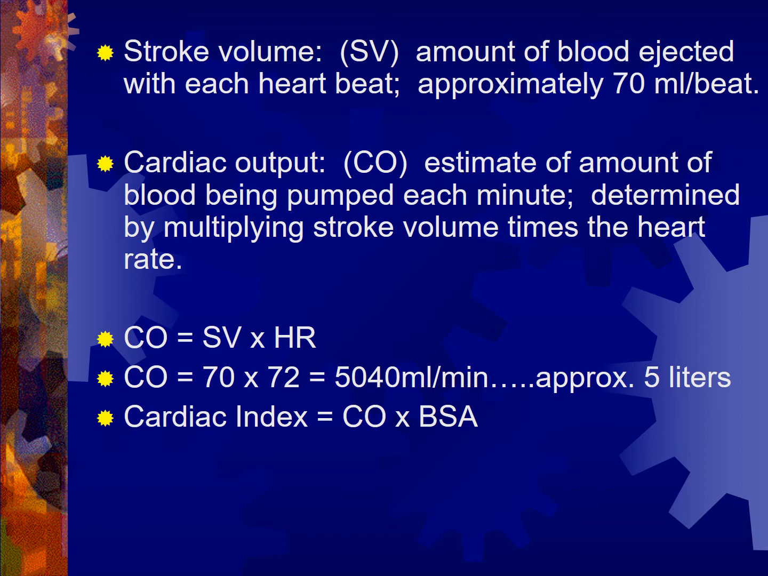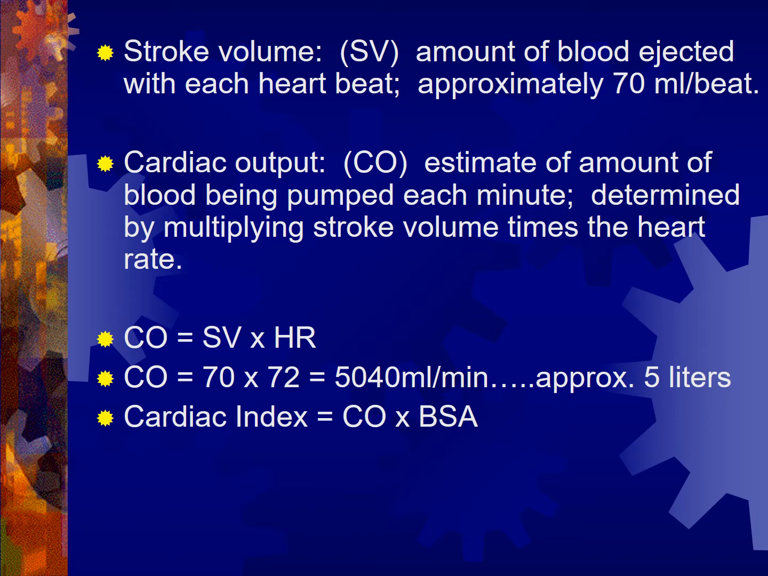Usually what happens is that when your blood comes back to the heart through the atrium, it dumps into the ventricles. That's usually about a 70 milliliter volume for every beat that occurs.